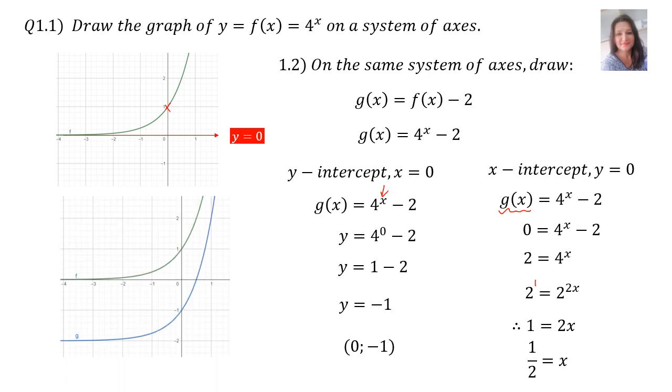And then there's your graph. Then, very important is the asymptote, which you find there. And the asymptote's equation is y equals negative 2. And then here's your y-intercept, the point (0, -1). And there's your x-intercept, the point (1/2, 0).